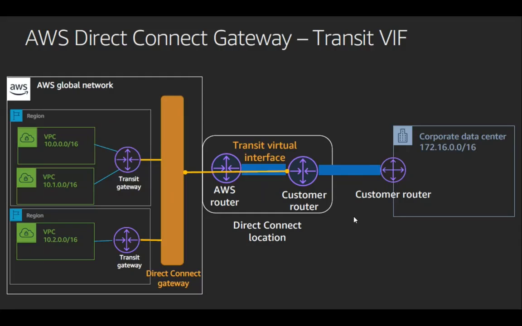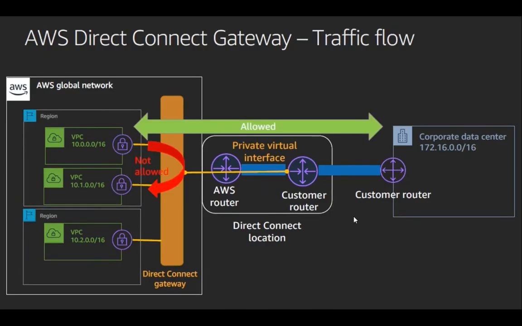Now we'll talk about transit VIF. What is a transit virtual interface? The diagram is pretty much the same. If you can, I'll just go through the previous slide. If you see here, we have virtual private gateways, right? Our customer router connects to the Direct Connect gateway, and the Direct Connect gateway in turn has a backend connection to the virtual private gateway.